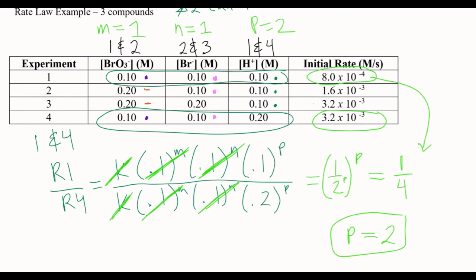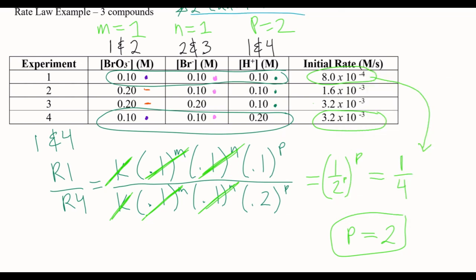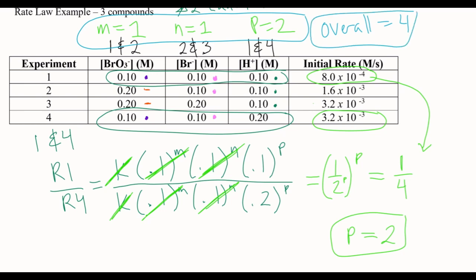All right, so to finish off this problem, we have m is equal to 1, n is equal to 1, and p is equal to 2. So overall, 1 plus 1 plus 2 is equal to 4.